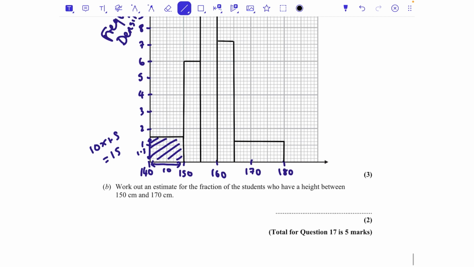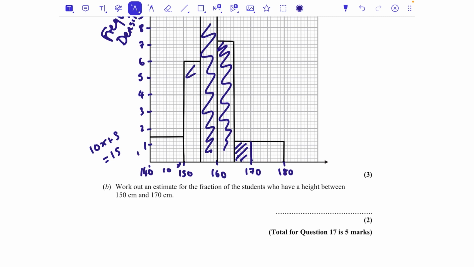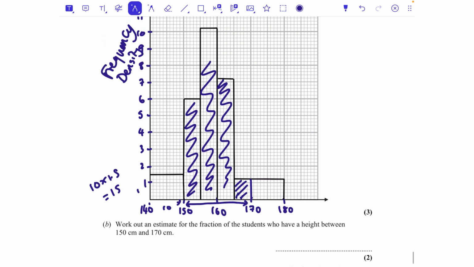Then it says work out an estimate for the fraction of the students who have a height between 150 and 170. So to do that, we need to think how many students are represented by this area. Oh, I could do with deleting that bit now, couldn't I? Oh no, I've rubbed out my thing. There you go. How many students are in this bit, this bit, this bit, and this bit? So the students that are between 150 and 170 are the area represented by those bits that I've coloured in.